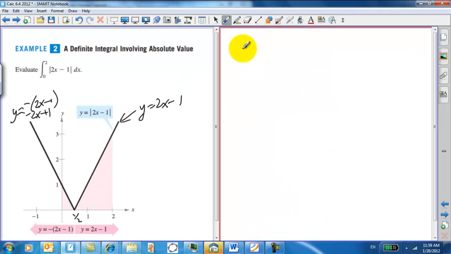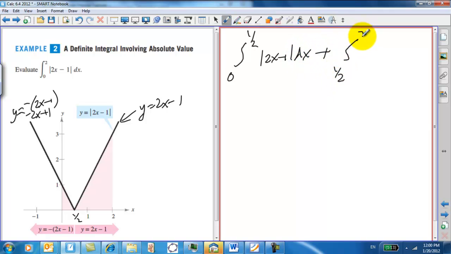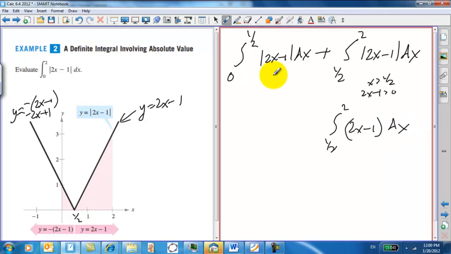So here's our plan. We're going to take the integral from 0 to 1/2 of absolute value of 2x minus 1 dx, plus the integral from 1/2 to 2 of absolute value of 2x minus 1 dx. And see, in this region, 2x minus 1 is positive. When x is greater than 1/2, 2x minus 1 is greater than 0. So we can just call this 1/2 to 2 of 2x minus 1 dx. On this side, when x is less than 1/2, 2x minus 1 is going to be less than 0. So this becomes the opposite of 2x minus 1 dx.